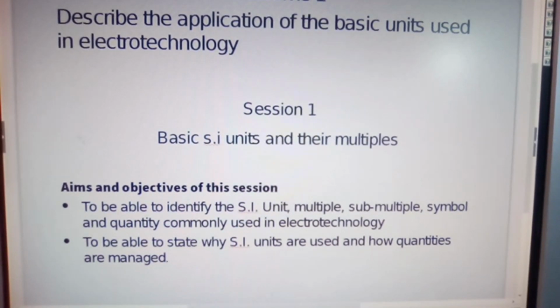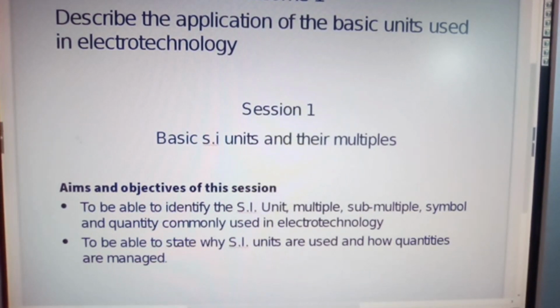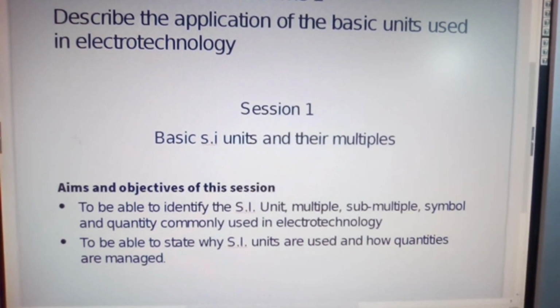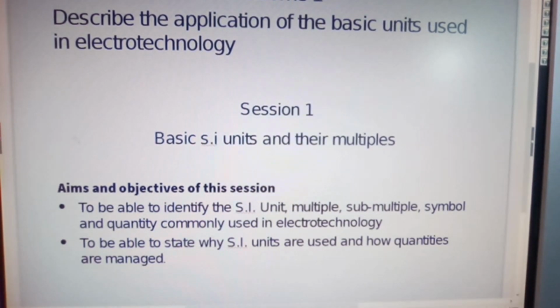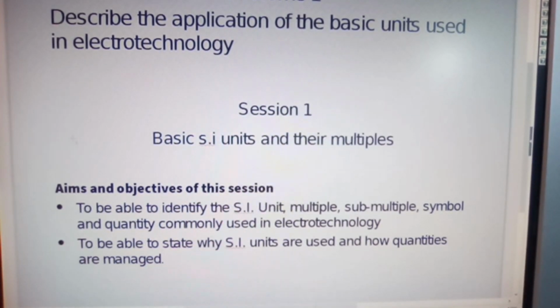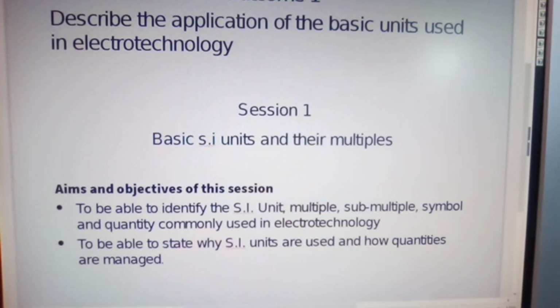The aim and objective of this session is to be able to identify the SI unit, multiple, submultiple, symbol and quantity commonly used in the electrotechnology field, and to be able to state why SI units are used and how quantities are managed.